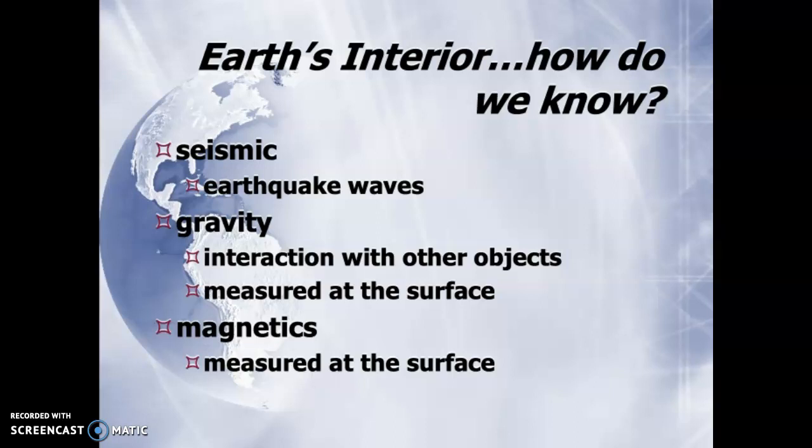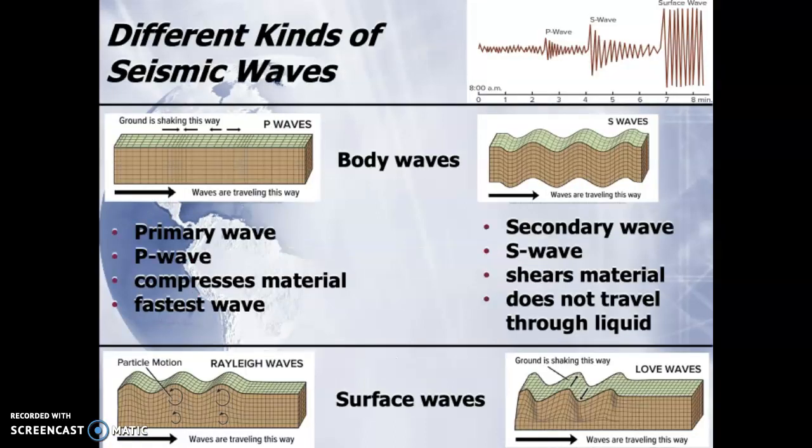We can also use gravity, the Earth's gravitational field, large scale, like how we interact with other objects, and also smaller scale, like you can measure how strong the gravity is everywhere on the Earth's surface and look for variations in that gravity. And we can do the same thing with the Earth's magnetic field. We can measure variations in the Earth's magnetic field at the surface. So let's start with seismic information.